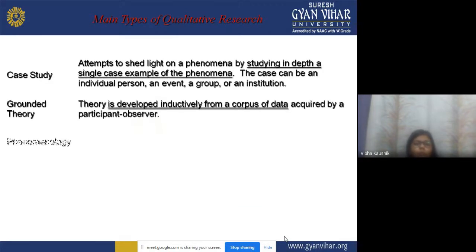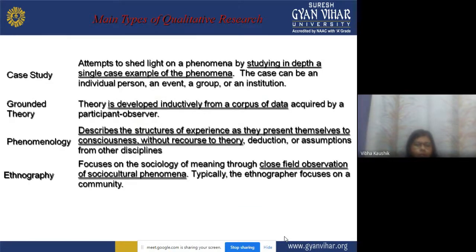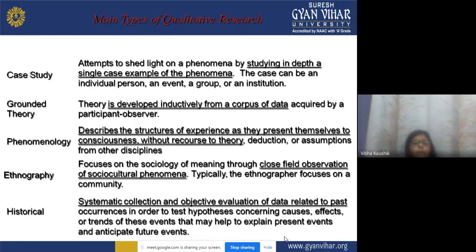Now, main types of qualitative research. First one is case study. In a case study, we have to collect data or information in depth about a particular phenomenon or an individual. Case study.